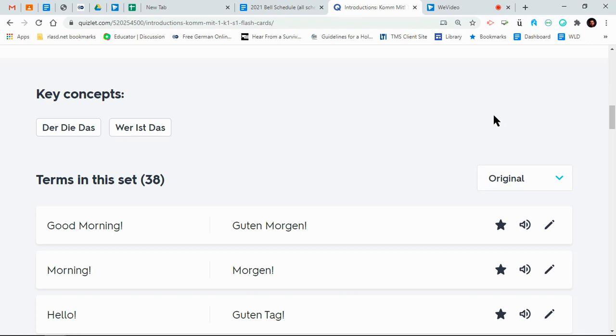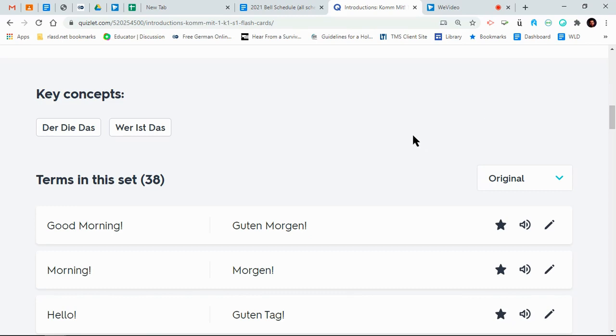So first word is, or phrase rather, good morning, and that is pronounced Guten Morgen. We can of course shorten that to morning, just like we do in English, and that would be Morgen.